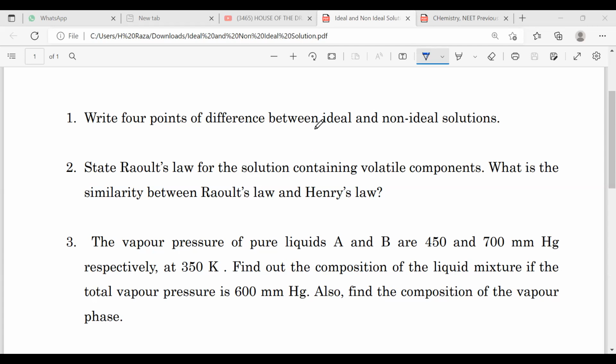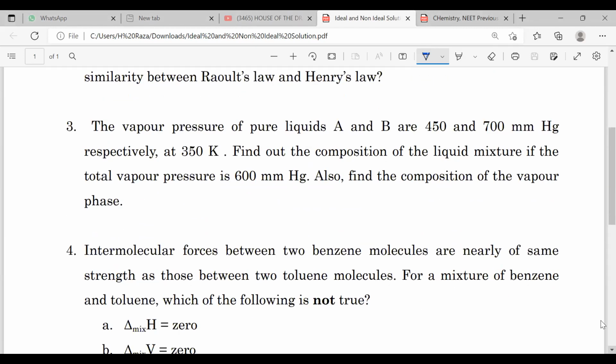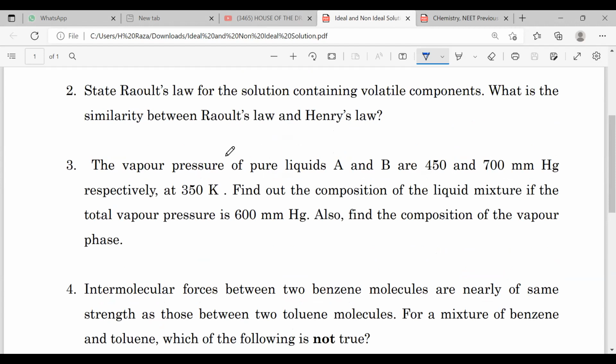Let me know when you are done with question number 1 so that I will slide it down and you will look at the next question. Done, sir. Everyone done with question number 1? Yes, sir. Very good. Now please write question number 2, because question number 4 is multiple choice.